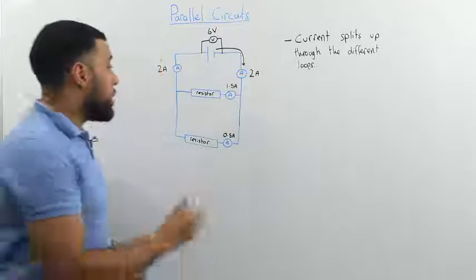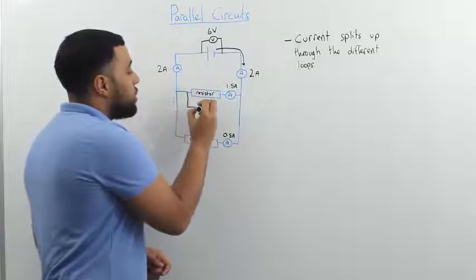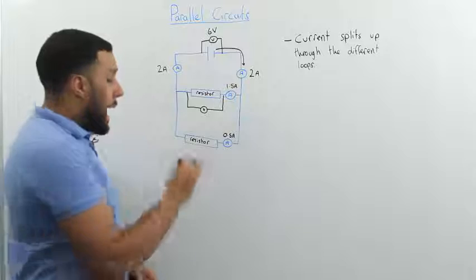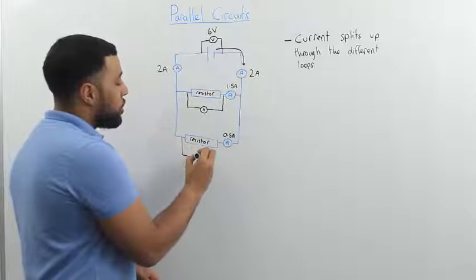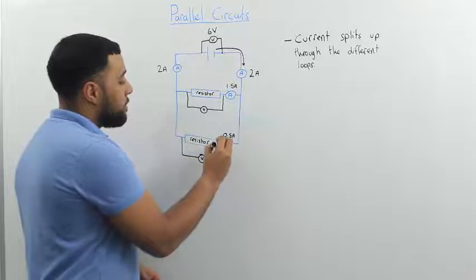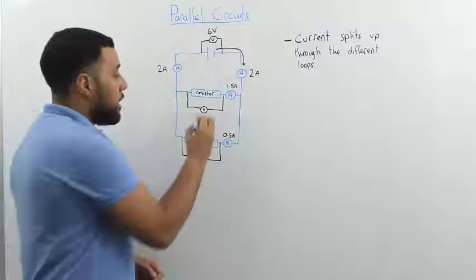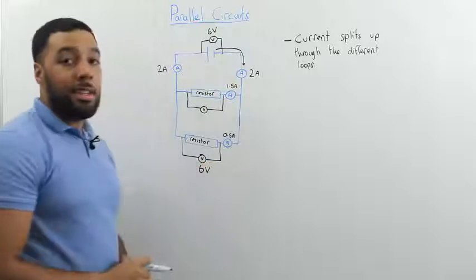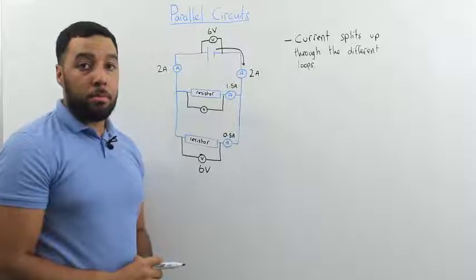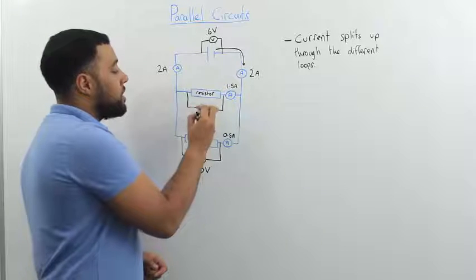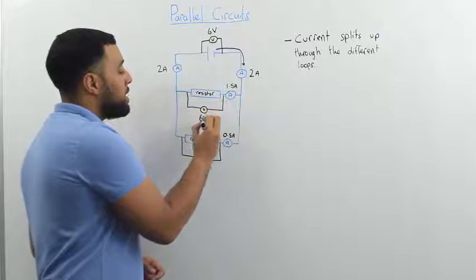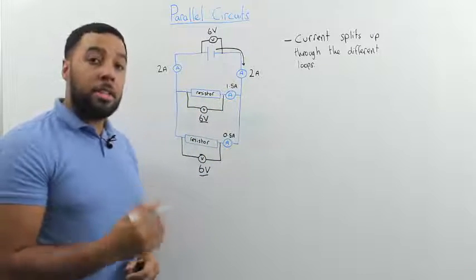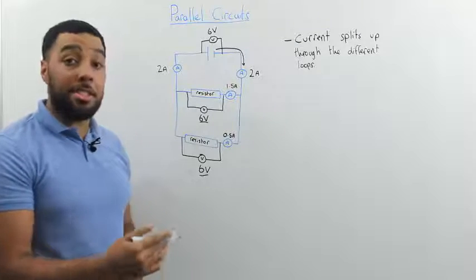Now in a parallel circuit, if we measure the potential difference across this resistor, and we measure the potential difference across this resistor, we would also find that the potential difference here would also read 6 volts. And the potential difference across this resistor would also read 6 volts. This tells us that in a parallel circuit, potential difference stays the same.